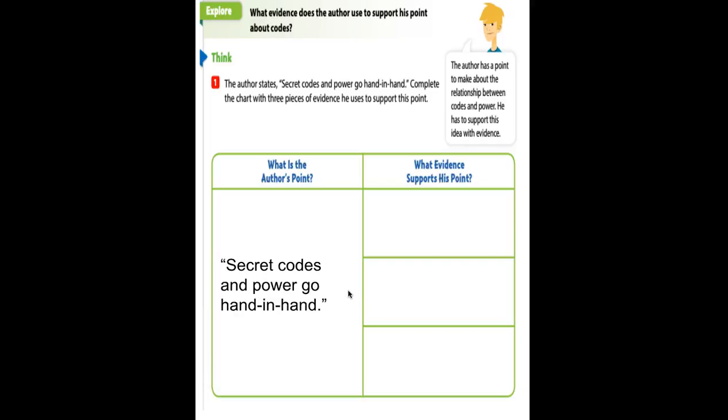Okay, so the next thing we're going to do is talk about that article. I want you guys to watch as I do this for you, and then you guys can do this on your own here in a second. The author states that secret codes and power go hand in hand. Complete the chart with 3 pieces of evidence he uses to support his point. So what is the author's main point? The author's main point is that secret codes and power go hand in hand. So what is his evidence?